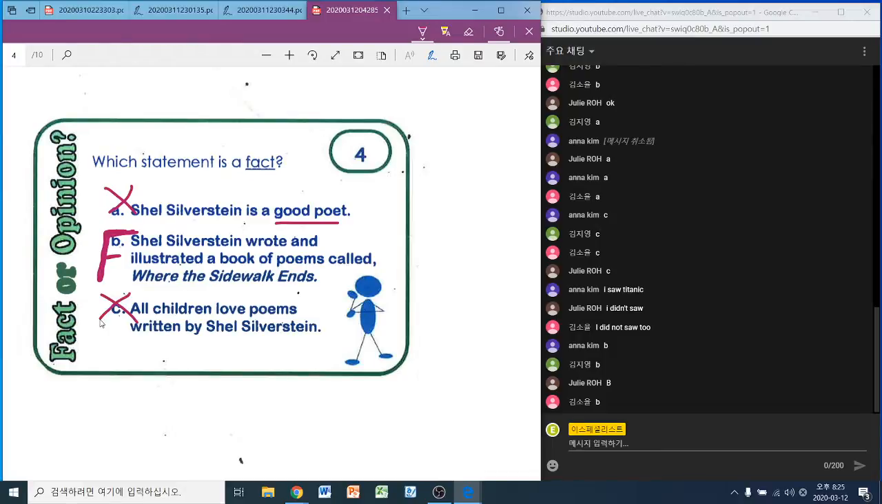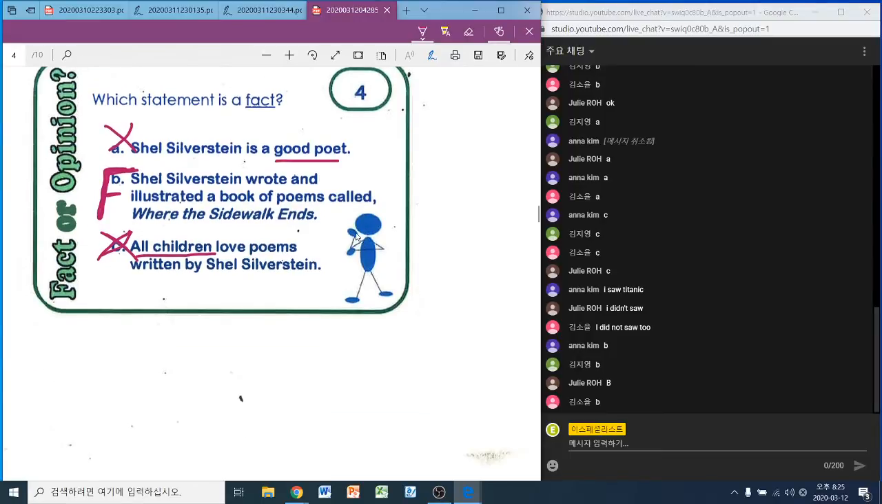Kind of an opinion. But again, this one is kind of not exactly an opinion either. This is a tricky one because we can check. It says all children love poems written by Shel Silverstein. Well, if I ask some children if they love poems by Shel Silverstein, and one of them says no, then I know that this is not true. So it's kind of like a fact because we can check it. But it's not true. It's not a fact. Okay?